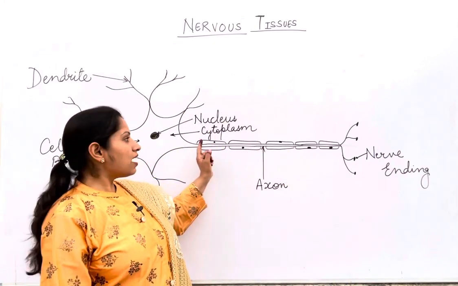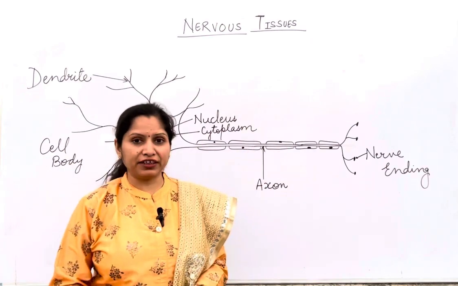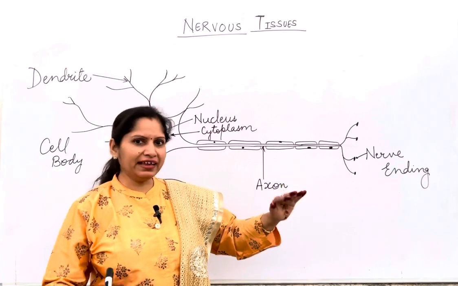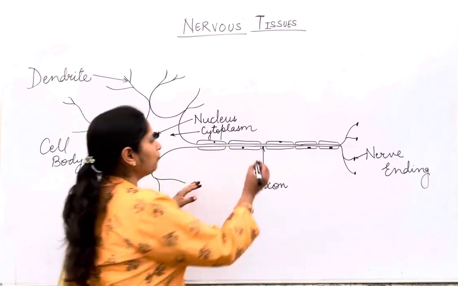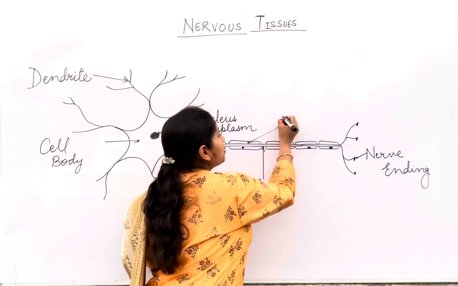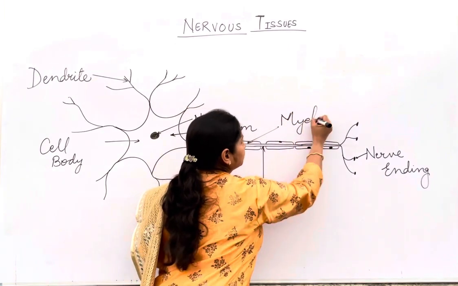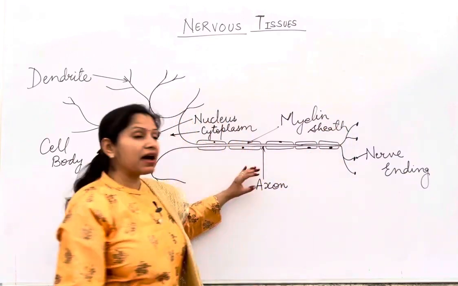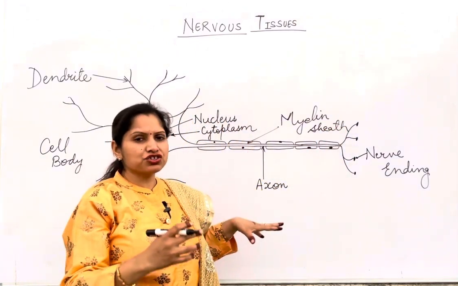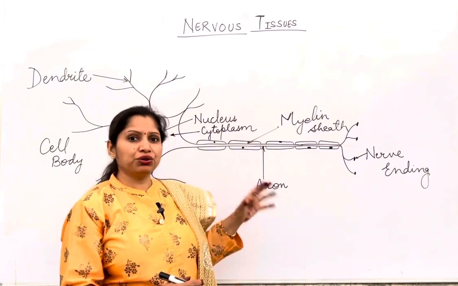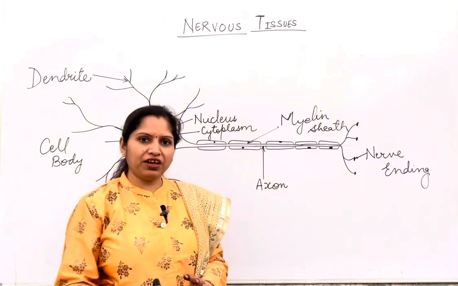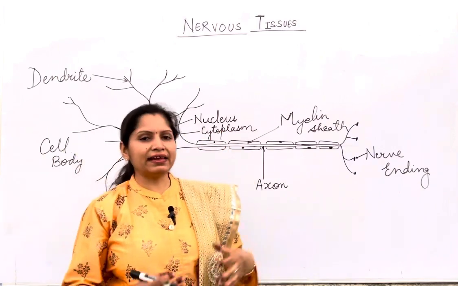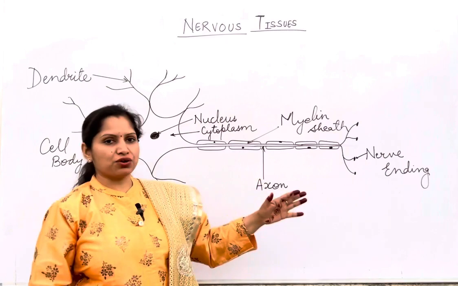One more thing is there. Your axons have a covering around them, and that is known as the myelin sheath. Because of this myelin sheath, the conduction or transfer of impulse in a neuron is very fast. That is because of the presence of the myelin sheath that covers the axon.